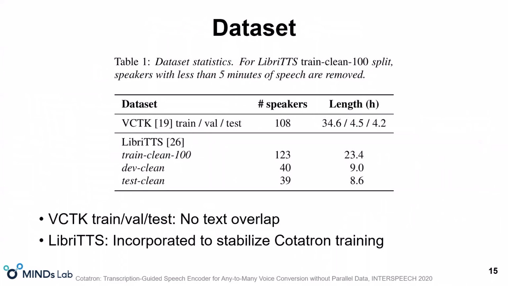We use the VCTK and LibriTTS datasets for training and evaluating our voice conversion system. The VCTK dataset, which is commonly used as a benchmark dataset for voice conversion, consists of 108 speakers. We manually split them into train, validation and test sets with respect to their transcription to prevent text overlap between the sets. The LibriTTS dataset is incorporated to stabilize Cotatron training, since the Cotatron could not be trained from scratch by only using the VCTK dataset.